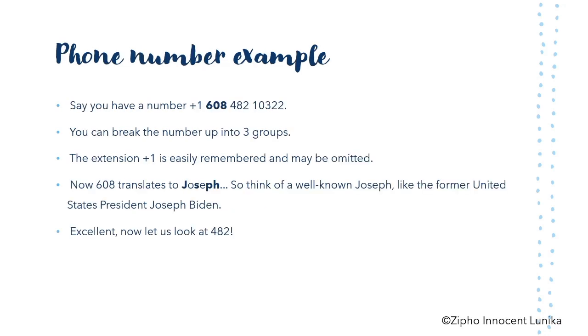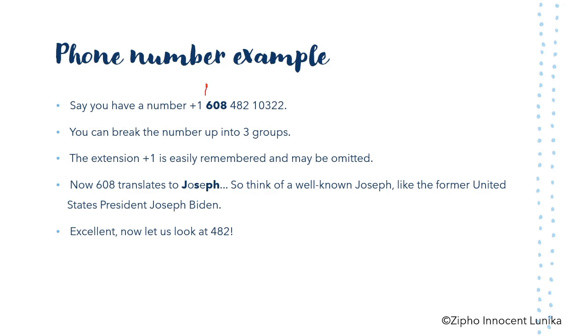So let's start with memorizing a phone number. Say, for example, you have the phone number +1 608 489 1322. The technique that I will use here is I'll break this number down into groups of 3 digits each. So the extension 1 can easily be remembered and maybe omitted. So let's start with 608. 608 translates to Joseph, just to be sure here.